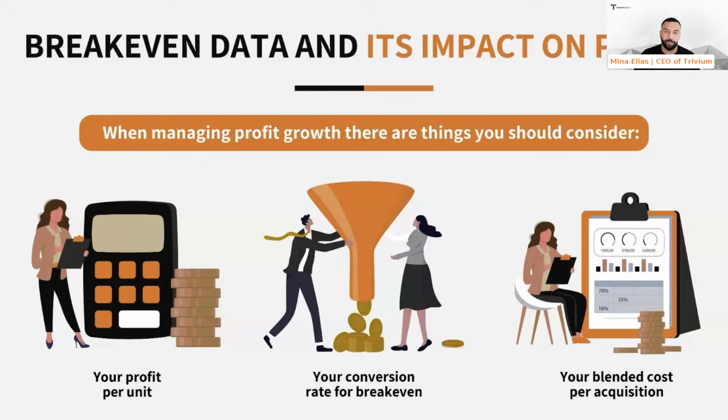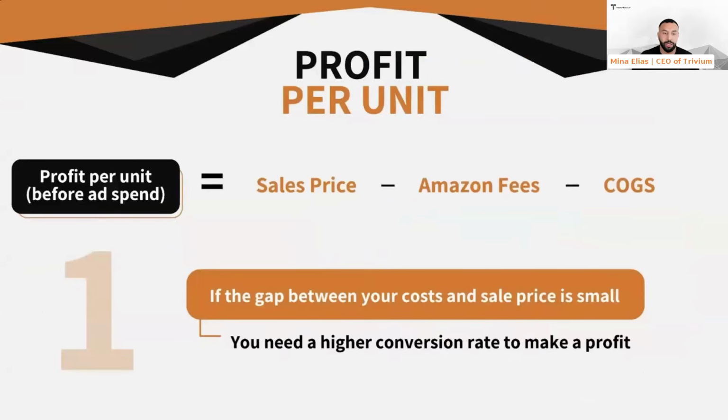So how much are you spending right now to acquire a customer? So if you have a $9 profit per unit and you're spending $10 to acquire one customer, you're basically losing $1 for every sale. Or if you're spending $2, you're making $7 in profit for every sale. So some important metrics to keep an eye out on. So let's talk about profit per unit. Profit per unit before ad spend is your sale price minus your Amazon fees minus your cost of goods sold.